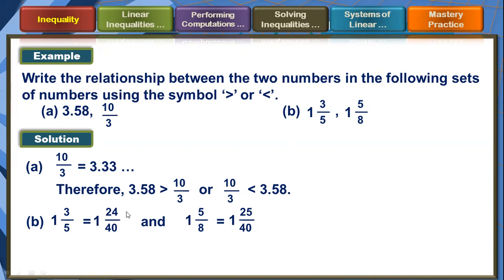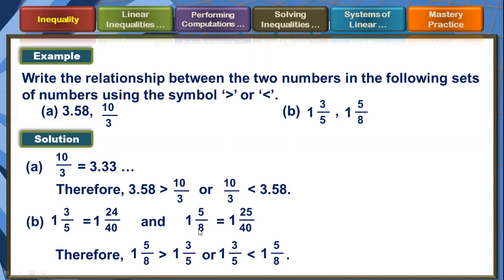So we can easily see that this one is bigger or greater than. Therefore, 1 and 5 over 8 is greater than 1 and 3 over 5. Or we can swap them: 1 and 3 over 5, but this time we will use less than 1 and 5 over 8.